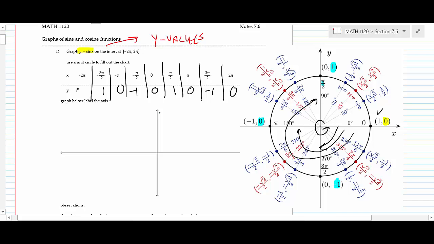And then that would be 0. Okay, like that. So that's how this goes. We call this a periodic function because things repeat themselves over and over and over again. Okay? Okay, now what we're going to do is create a graph.